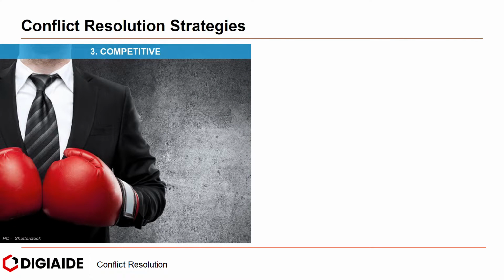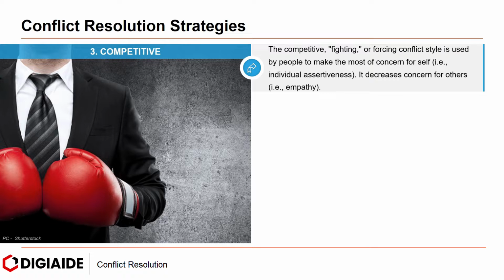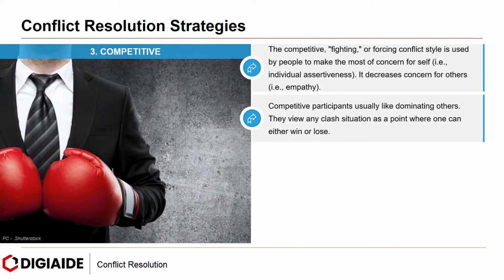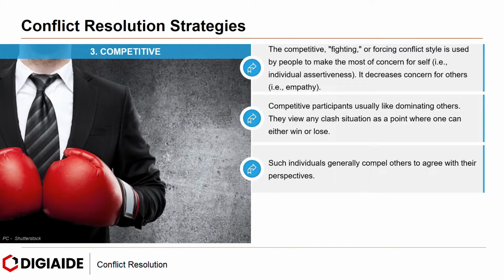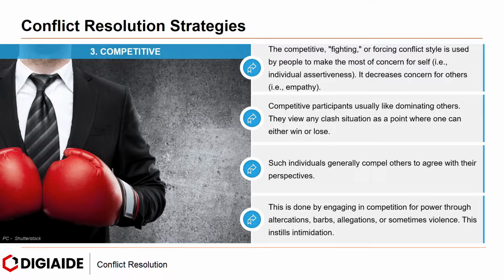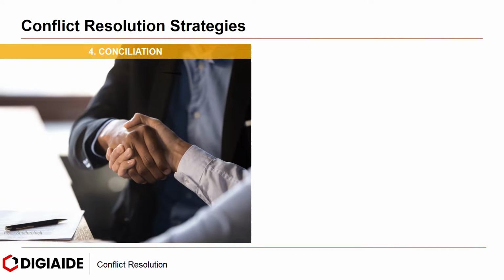Next, competitive. The competitive fighting or forcing conflict style is used by people to make the most of concern for self, that is individual assertiveness. It decreases concern for others, that is empathy. Competitive participants usually like dominating others. They view any clash situation as a point where one can either win or lose. Such individuals generally compel others to agree with their perspectives. This is done by engaging in competition for power through altercations, barbs, allegations, or sometimes violence. This instills intimidation.